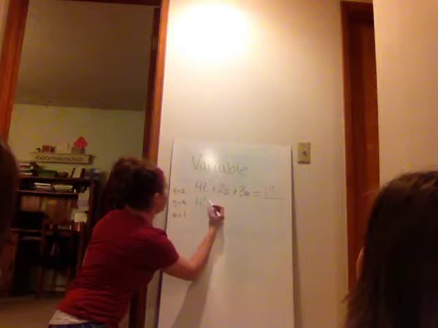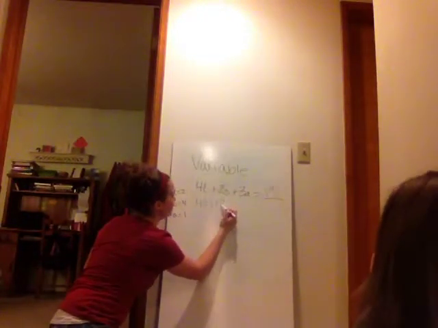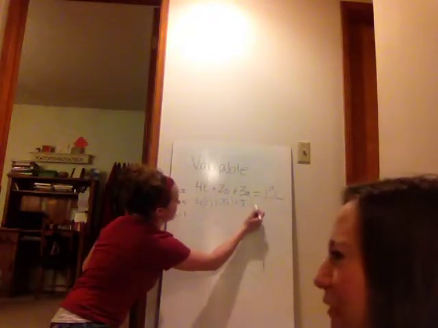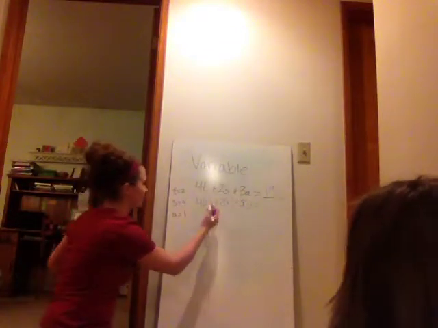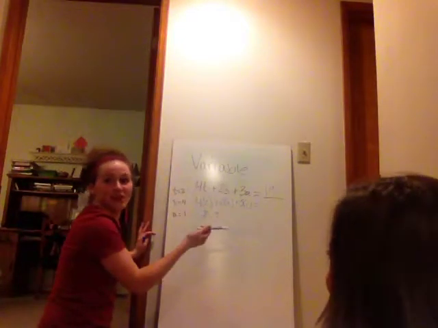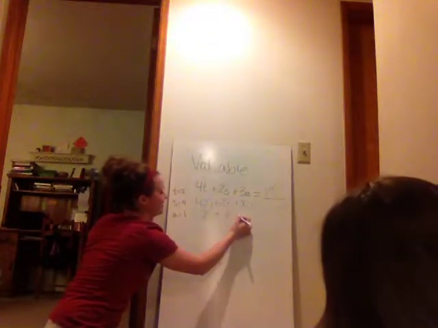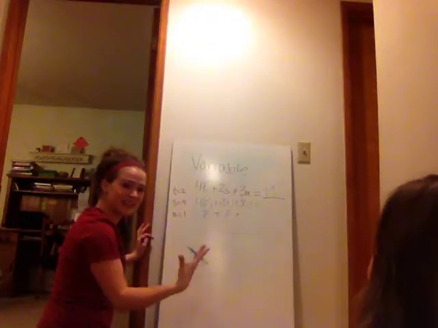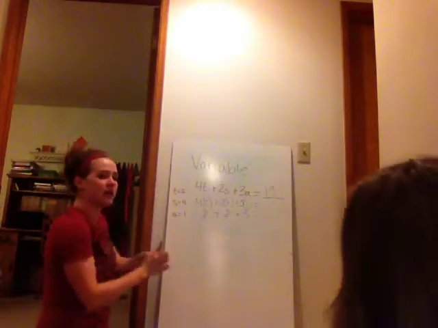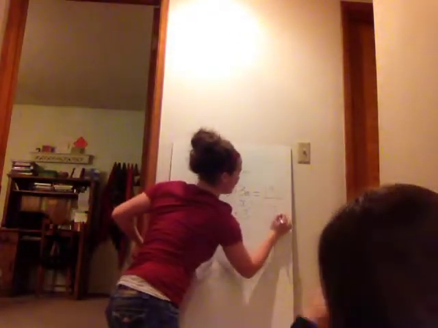4 times what number, Ina? Times 2. Plus 2 times what? 4. Good job. Plus 3 times what? 1. Oh, good job. So what's 4 times 2? 8. Good job. 2 times what? 4, so 8. 3 times 1? 3. Good job. Put it all together and what do you get? 8 plus 8 plus 3. 19. Good job, 6th graders.